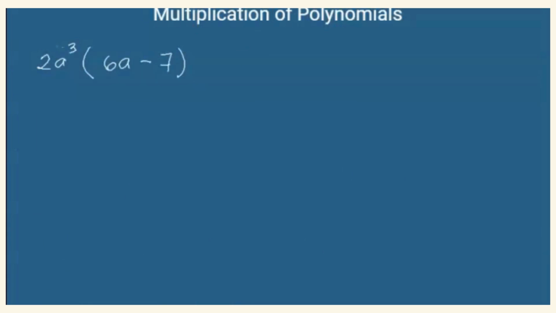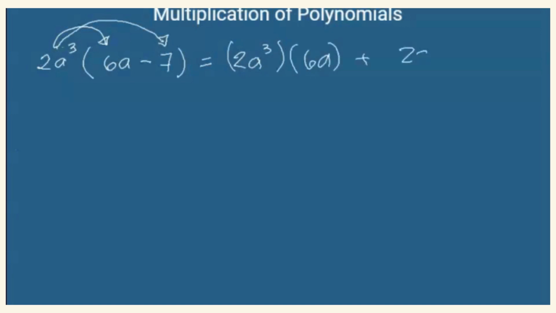Now, what if we have a monomial multiply to a polynomial? So for this example, we have 2a cubed times the binomial 6a minus 7. So in this case, we're going to use the distributive property. So distribute 2a cubed to each term of the binomial. So 2a cubed times 6a plus 2a cubed times negative 7.